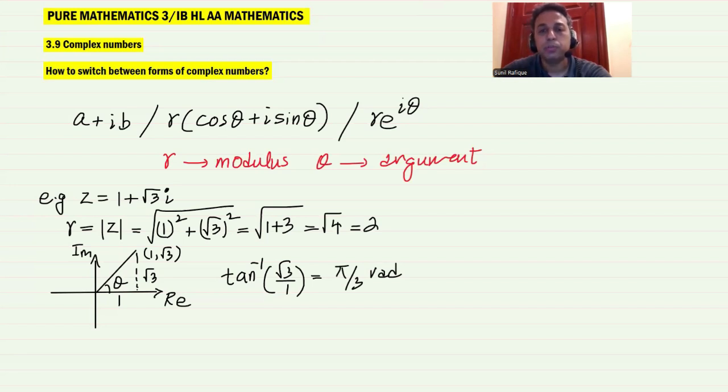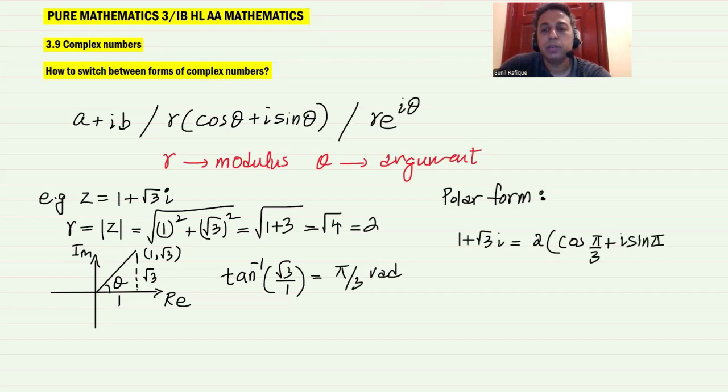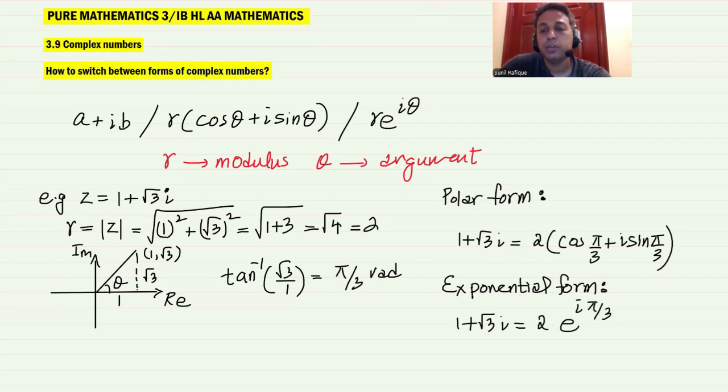Let's write the polar form. So the polar form of this complex number can be written as this: 1 plus root 3 iota is 2(cos pi over 3 plus iota sine pi over 3). And the exponential or the Euler form of this complex number: this same complex number 1 plus root 3 iota can also be written as 2e to the power iota pi over 3.